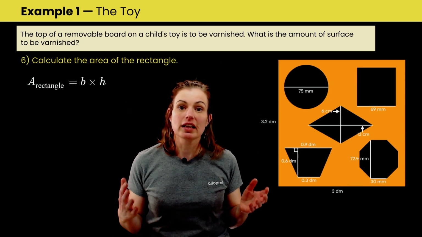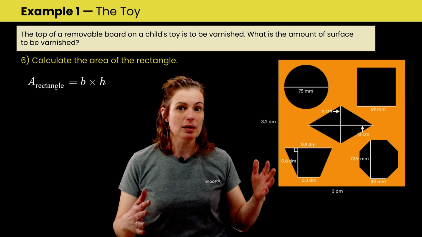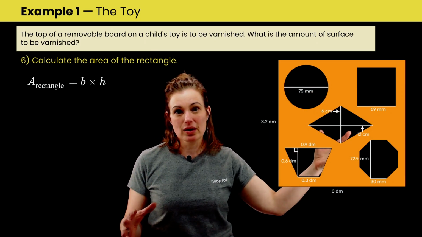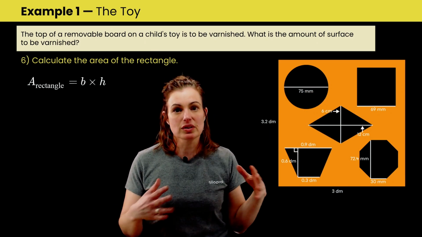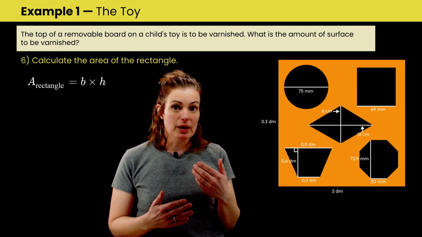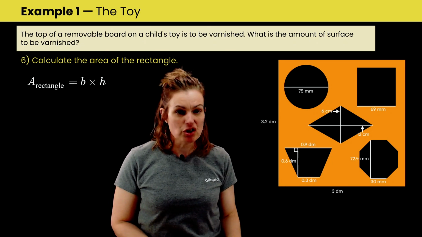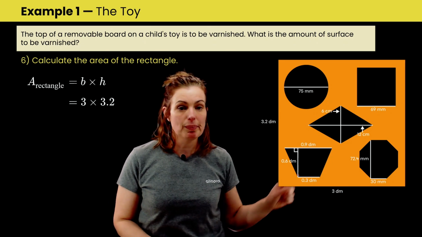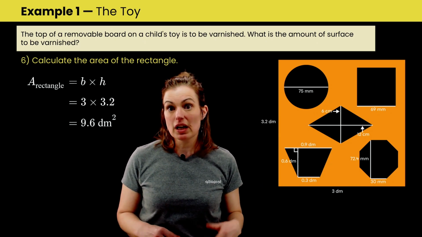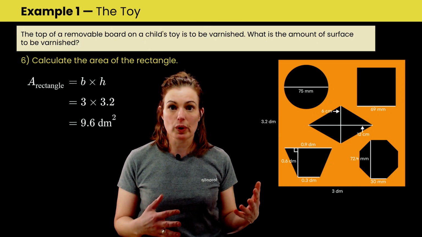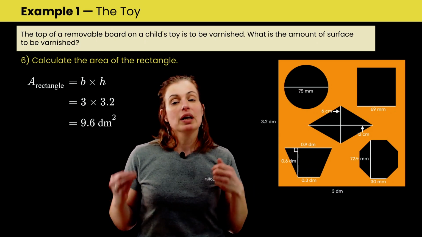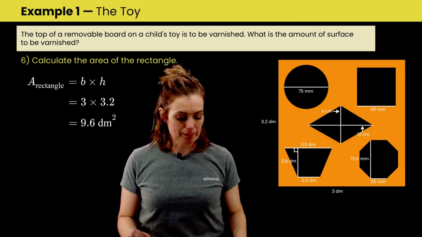So now we're going to calculate the area of the rectangle. And the rectangle I'm referring to is actually the entire lid with the cutout still there. Okay, so it's as if we haven't done anything to it yet. So we're going to take the base and multiply it by the height. And I've got the dimensions here. So 3 decimeters base times 3.2 decimeter height is going to give us an area of 9.6 decimeters squared. So the area of this whole board before the cutouts are taken out is 9.6 decimeters squared.